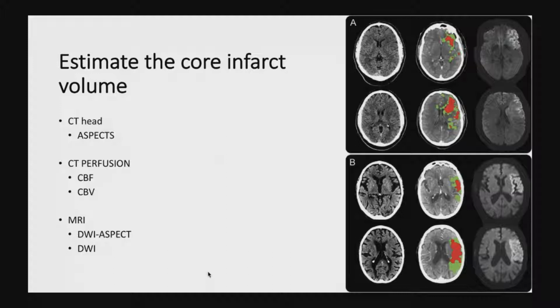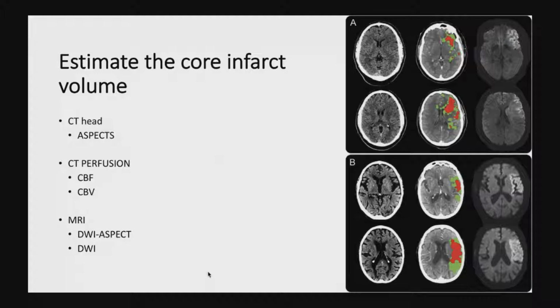So basically, to decide the ASPECT score, we look at the slice that shows us the basal ganglia region. Most of the points are there, and then we look at the slice above that level where we can get the rest of the points.